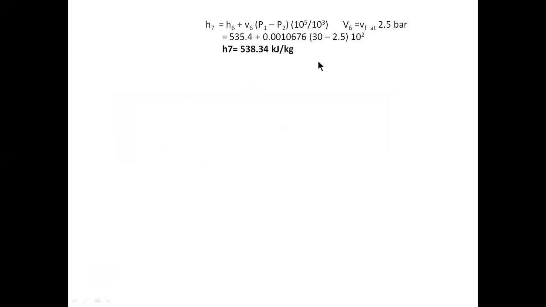Here the pressure difference is between the boiler pressure and the regenerative pressure, not the reheat pressure. Boiler pressure is 30. The regenerative pressure, that is the feed water heater pressure, is 2.5 bar. So you need to do 30 minus 2.5 bar, into 100. So that you will be getting H7.